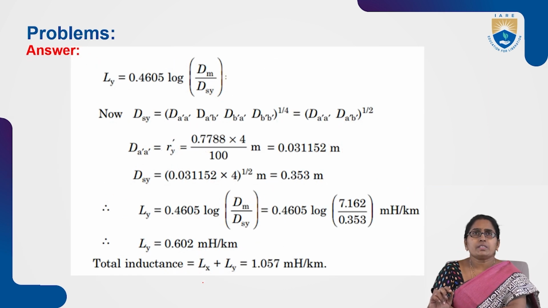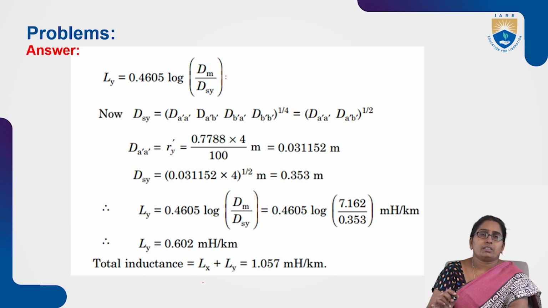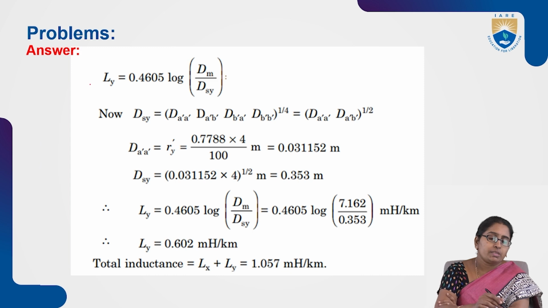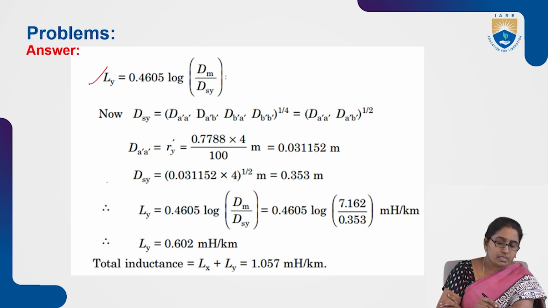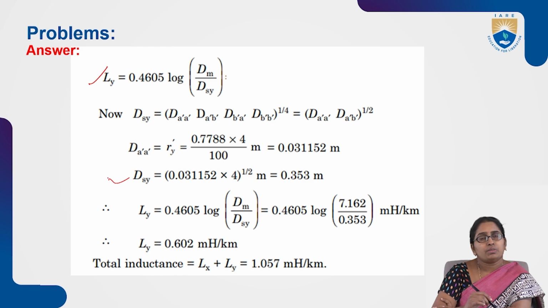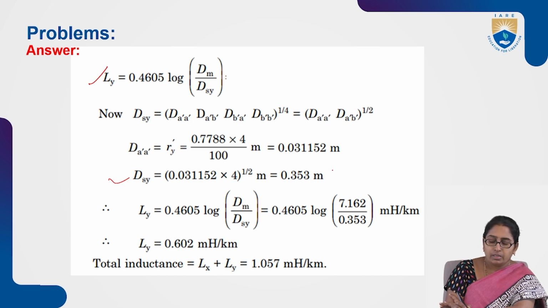Next, the inductance of the return conductor. What is the return conductor here? The Y conductor, right? So the expression of inductance is DM by DSY. So what is DM? What is DSY? DSY is the self GMD of the conductor Y, which has only two conductors, right? So DSY is given by DA dash A dash, DA dash B dash.